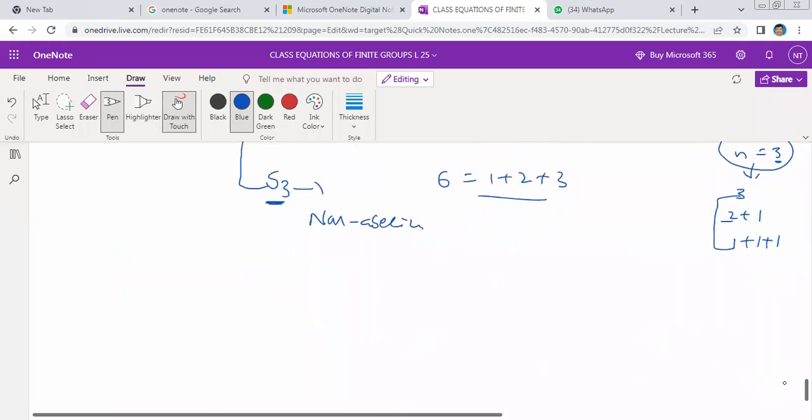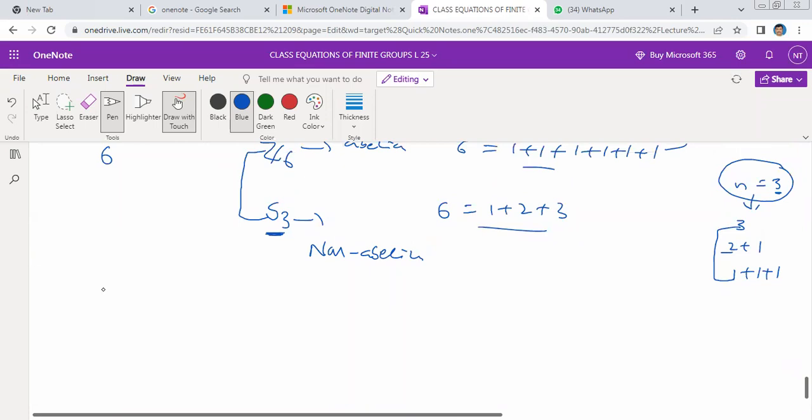Next, go for order 7. A group of order 7 is isomorphic to Z7. What is the classification of Z7? It is abelian. 1 plus 1 plus 1 plus 1 plus 1 plus 1 plus 1, that is 7 times 1. 1, 2, 3, 4, 5, 6, 7. So 7 is equal to this.